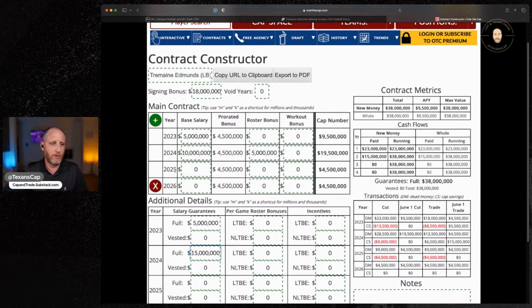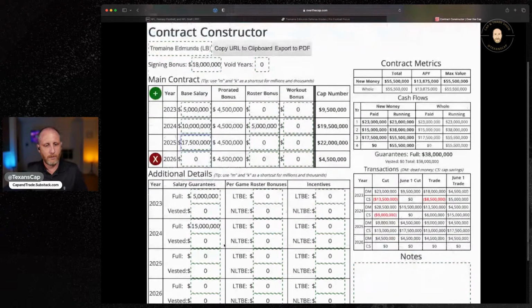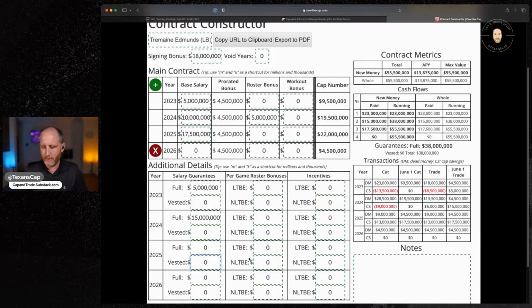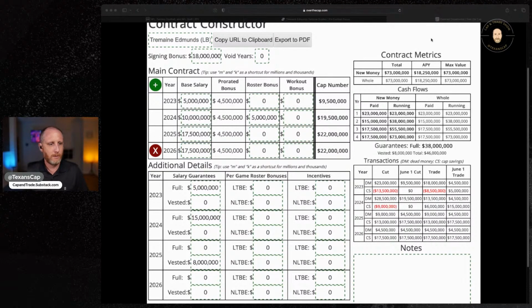All right, so year 3 comes the big numbers. 17.5 million. What we're going to do here is an $8 million injury guarantee that will vest into a full guarantee pretty early. And then the last year, also 17.5. And we're going to keep it pretty simple.